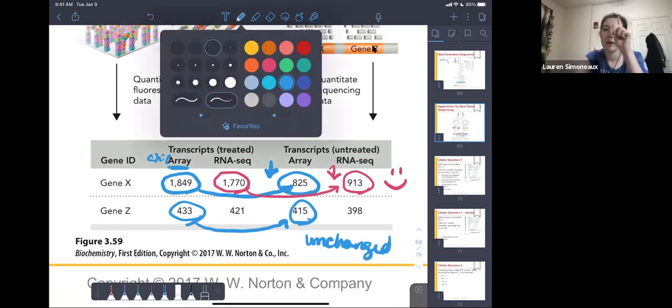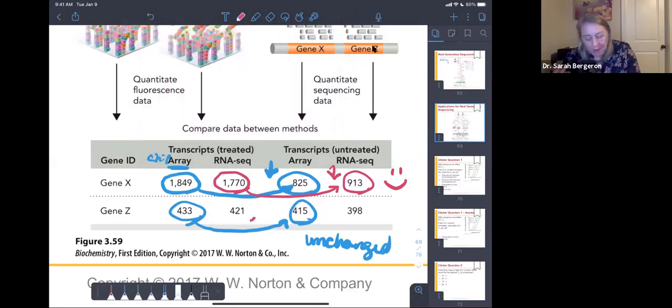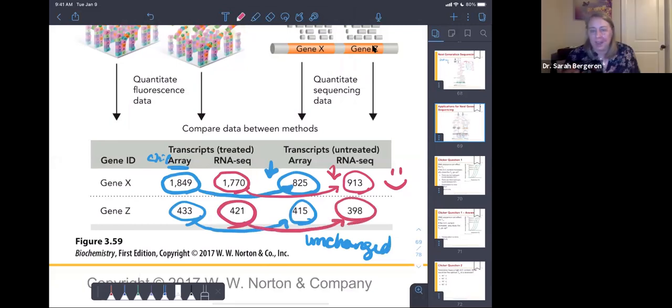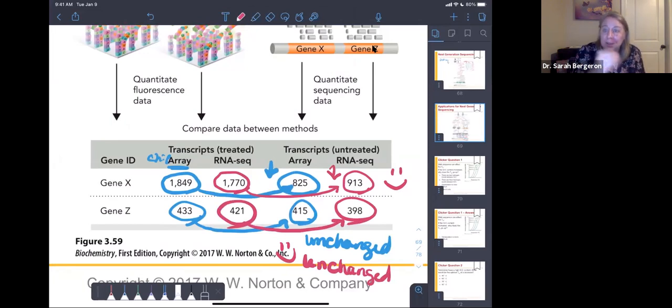So then if I do the same thing and I look at my RNA-seq, I start at 421 and I go to 398. Basically the same. If you round those numbers, you're going to round them to the same thing. So basically that's unchanged. And the point is that the data agree with one another. And that's what makes saying, okay, now if I want to run this assay a bunch, I can just use the chip because it's cheaper and easier. And then I have this validation with this other experiment.